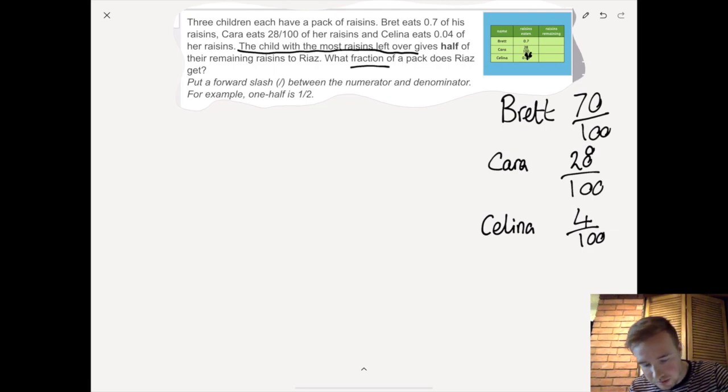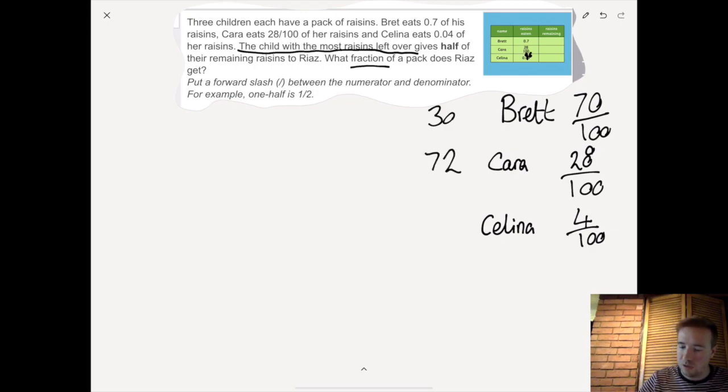Okay, well, you can see that. Brett's got 30 raisins left over. Cara's got 72 raisins left over. All I'm doing here is number bonds up to 100. So 70 add 30 is 100. Have I done that all right? Yeah. 72 add 28 is 100. And Selena, I've already told you, has 96 left over. Okay? So Selena, then, is the child with the most raisins left over.